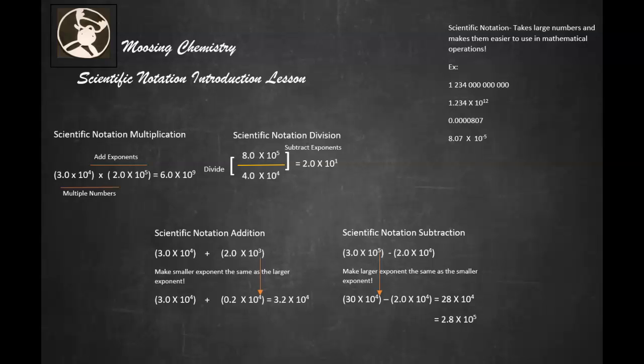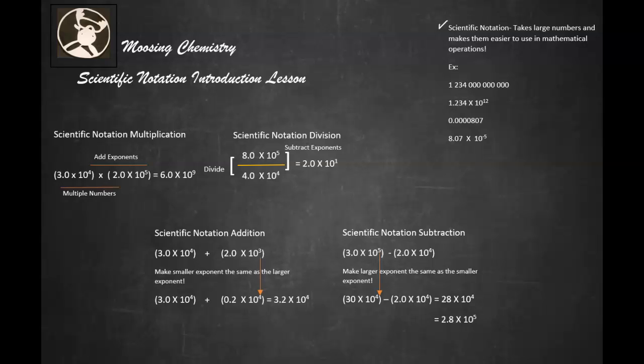So what is scientific notation? Scientific notation takes large numbers and makes them easier to use in mathematical operations. An example: you have this number, 1,243,000,000,000, and you want to take that number, and that's kind of a big number to add, subtract, multiply, divide.